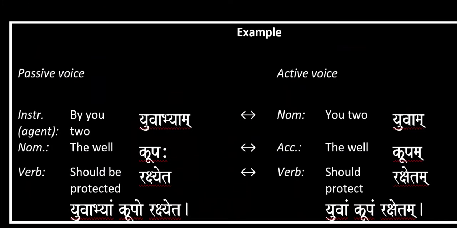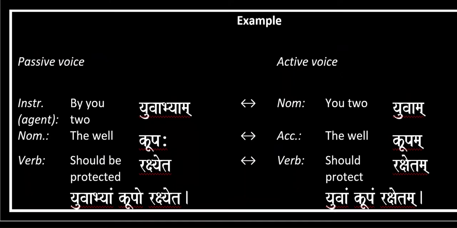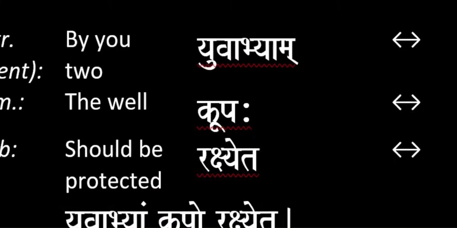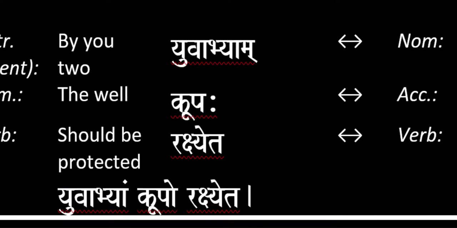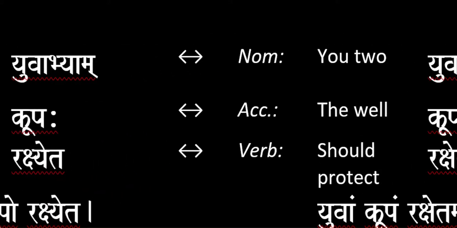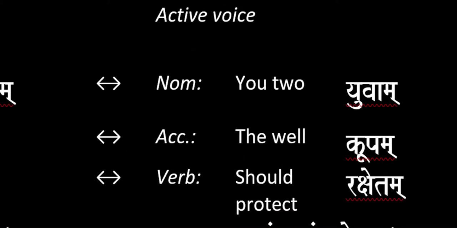The example sentence in the passive voice, this time the passive voice is on the left-hand side and the active voice is on the right-hand side. The example of the passive voice is, the well should be protected by the two of you. In the active voice, it turns around to say, you two should protect the well.